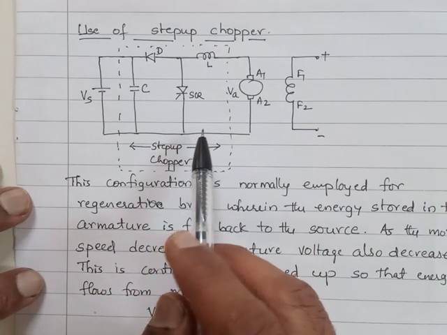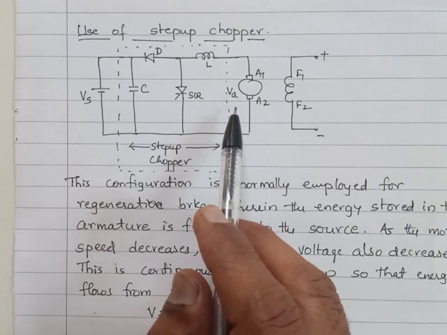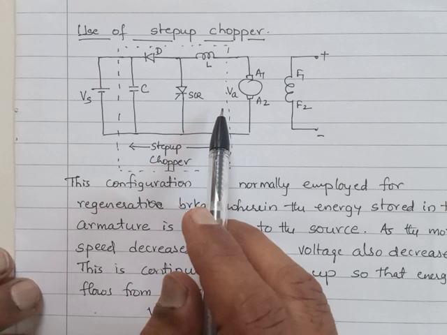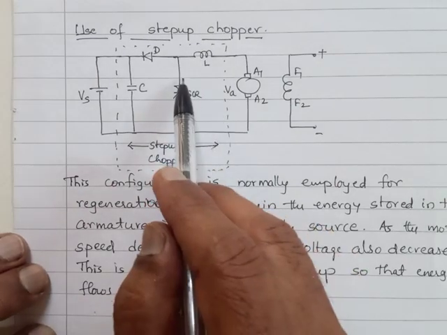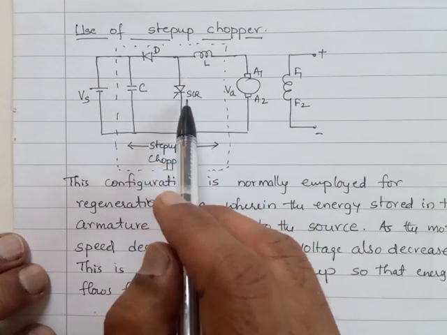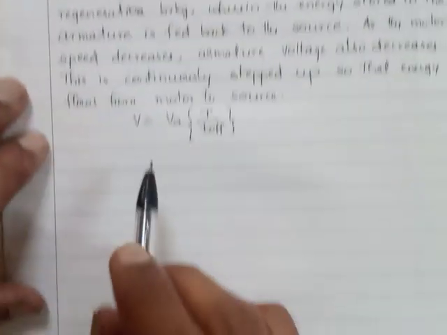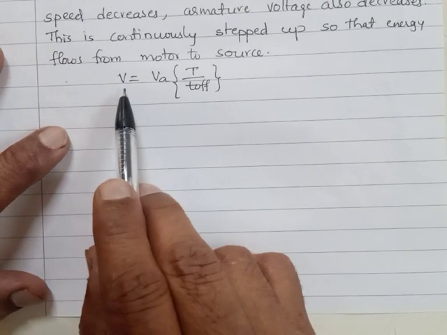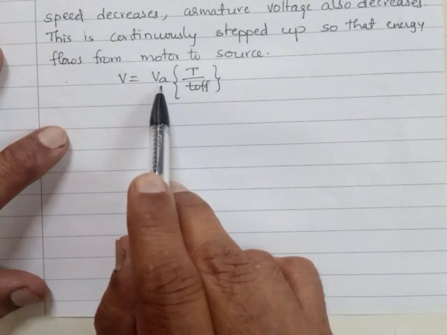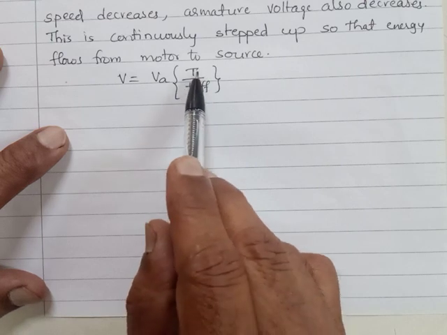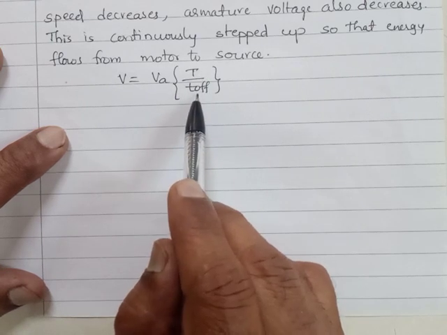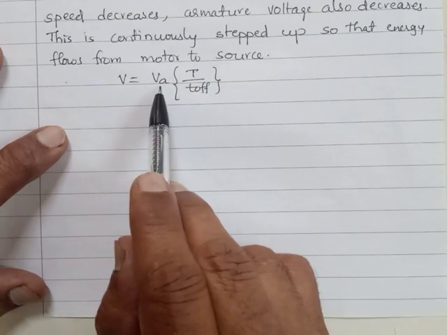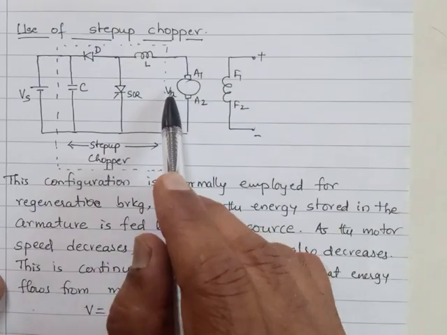Step up chopper, we have already discussed in power electronics, how the input voltage is made more by employing a switch. You turn it on for some time, turn it off for some time, and that will give you a voltage which is more than the input, because the output of the chopper will be the input to the chopper into T by T off. T is total time, T off is the off time, and T off is always less than T. Hence the output of the chopper will be more than the input to the chopper. Here the input to the chopper is VA.